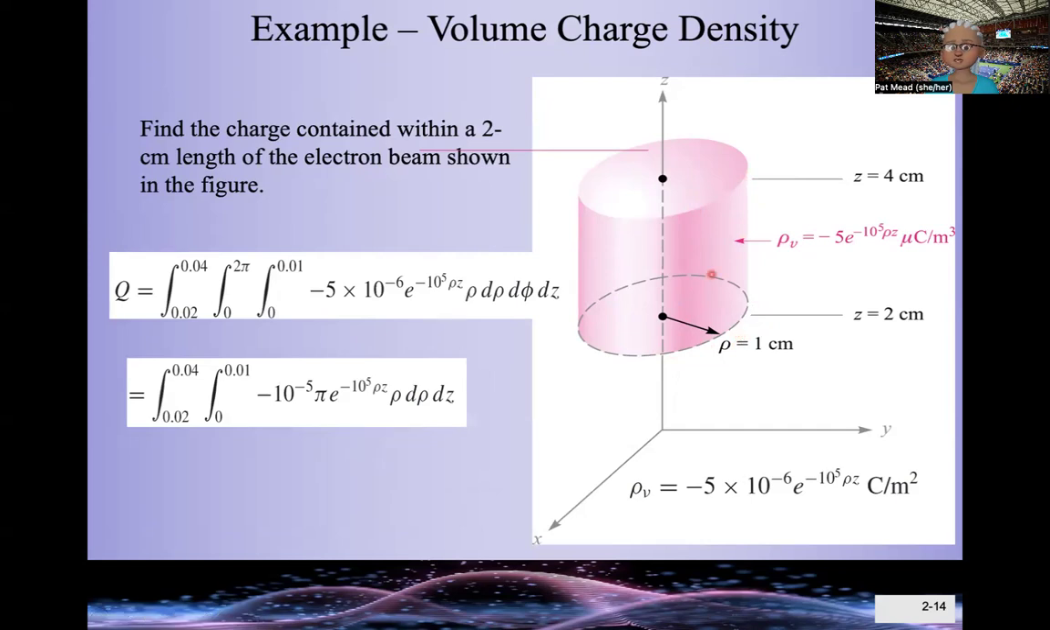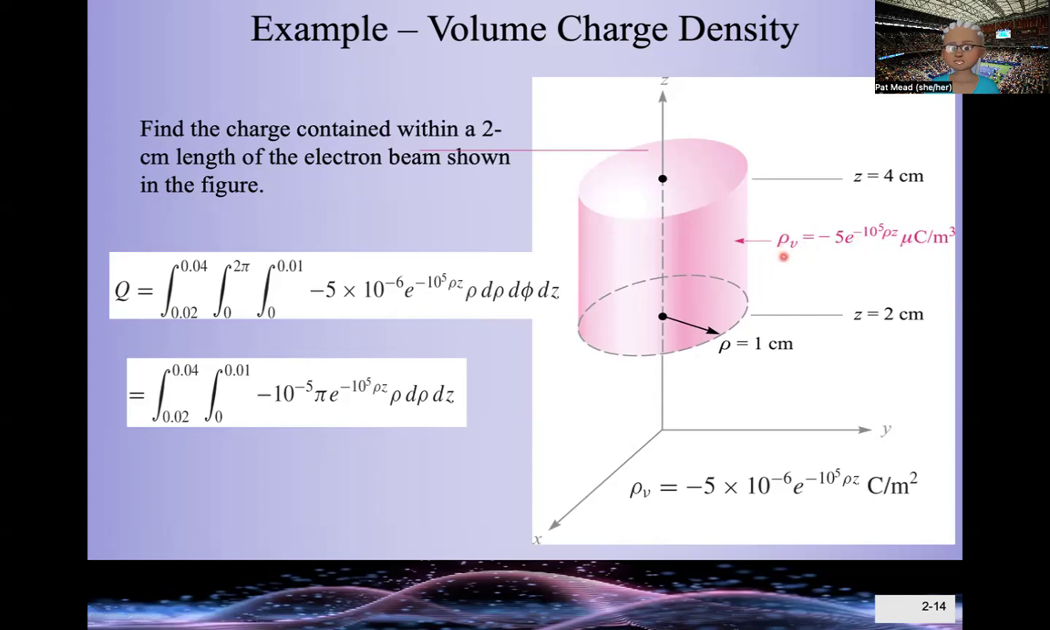It has cylindrical symmetry, like many beams do. It looks like a can, right, of some radius. And in order to find the total charge contained in this little chunk of the beam, we're going to integrate over the volume. But with one very interesting caveat, and that is the volume charge density, rho sub v, is defined not as some constant, but it's 5 e to the minus 10 to the fifth rho z. So you have variables in the expression for the volume charge density.